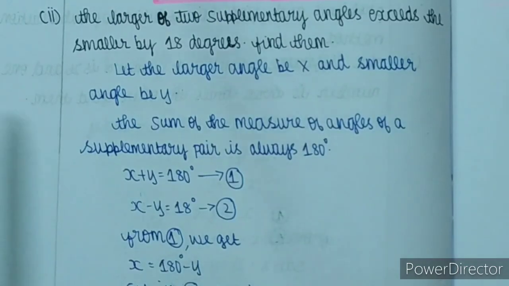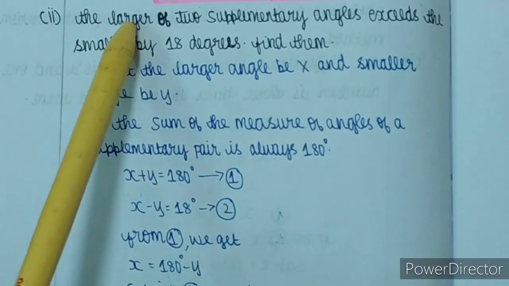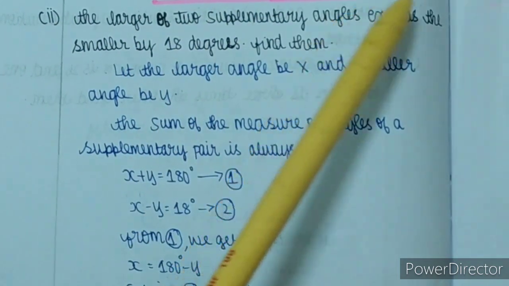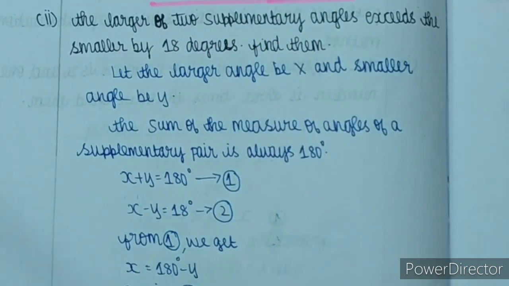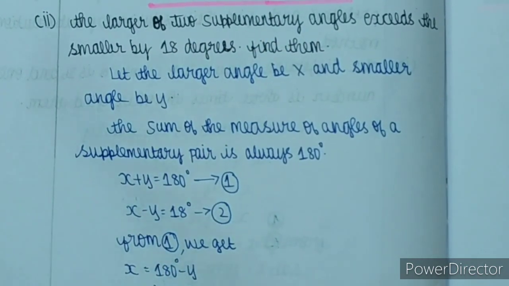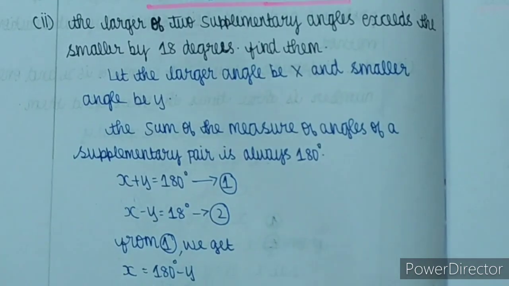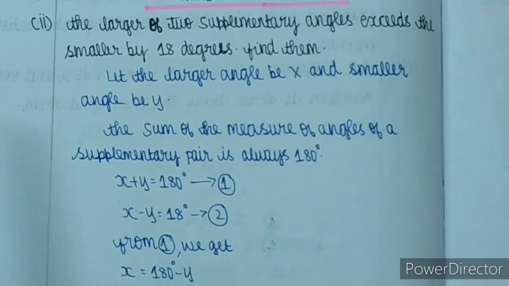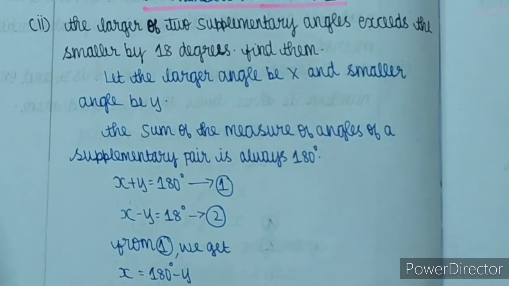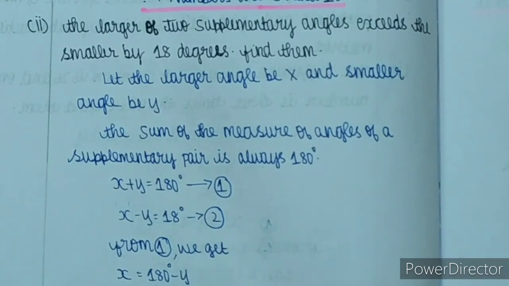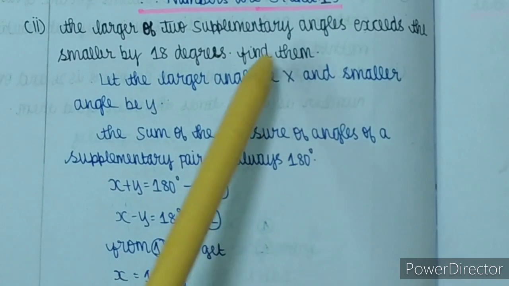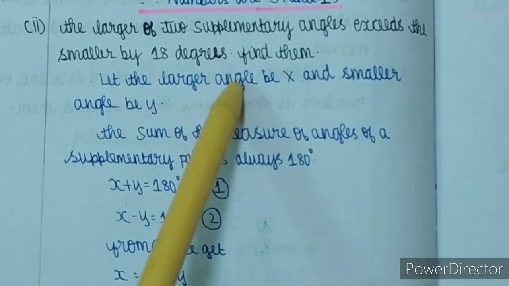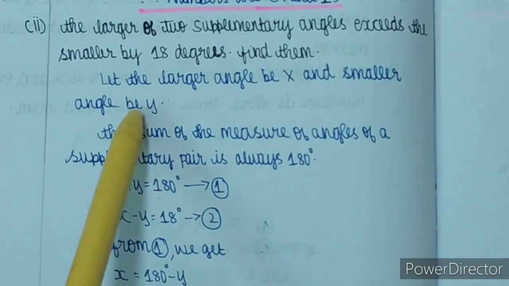Now the second subdivision is the larger of two supplementary angles exceeds the smaller by 18 degrees. Find them. Now, as we did for all the questions, the first step is to denote the values of x and y and then form the equations according to the statement. So now let the larger angle be x and the smaller angle be y.